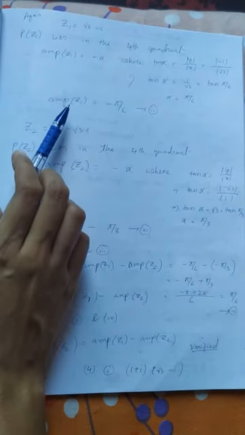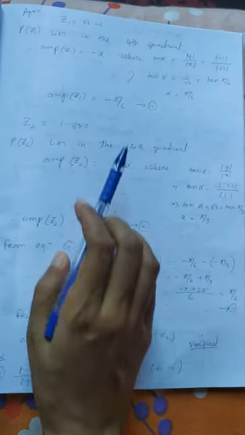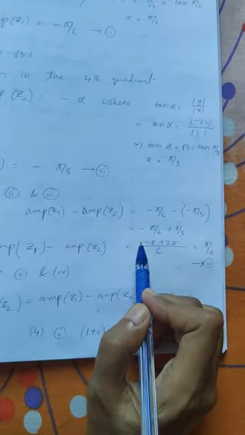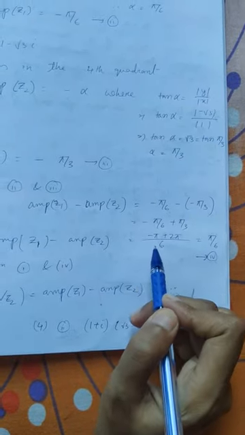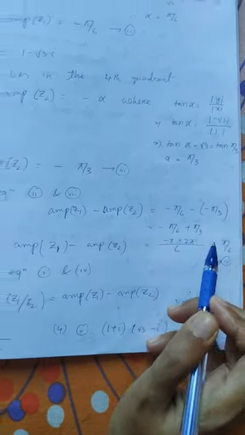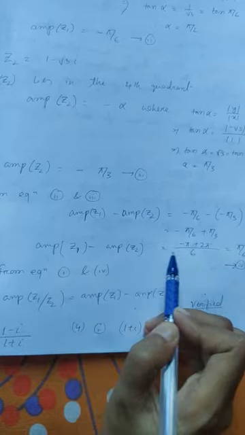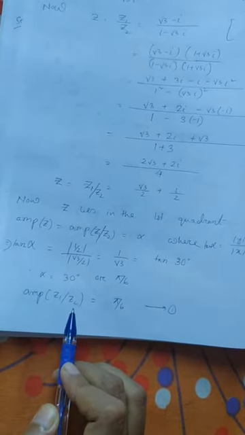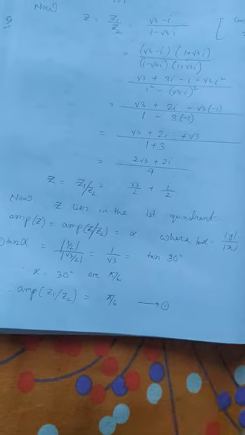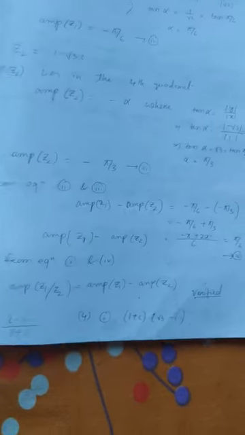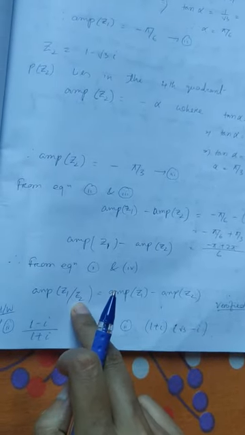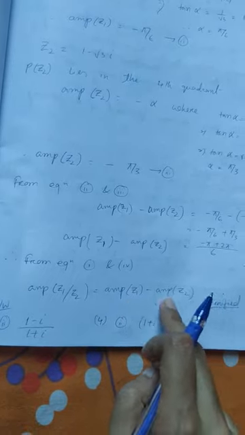So equation 2 minus equation 3 will be minus pi by 6 minus of minus pi by 3. So ultimately we got minus pi by 6 plus pi by 3, so it is pi by 6. So amplitude of z1 minus amplitude of z2 equals pi by 6, and before also we got amplitude of z1 by z2 equals pi by 6. So both are equal. So from equation 1 and equation 4, we can say that amplitude of z1 by z2 equals amplitude of z1 minus amplitude of z2. So the property is verified.